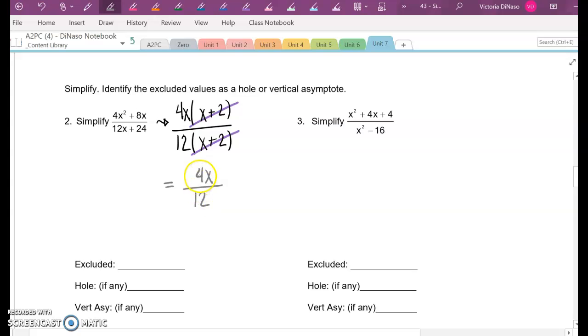From here, I'm going to simplify. We're going to reduce. 4 over 12 reduces to 1/3, or x over 3. And this is actually your final answer. So that's how you simplify.